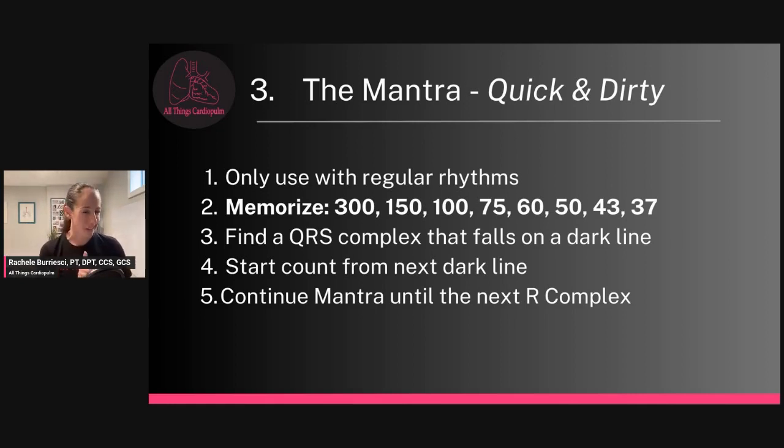Then when you start the count, because a lot of students have this question, you start the count at the next dark line. So you have an R wave that falls on a dark line. You start your count with 300 on the next dark line. And then you count until you hit the next R complex.